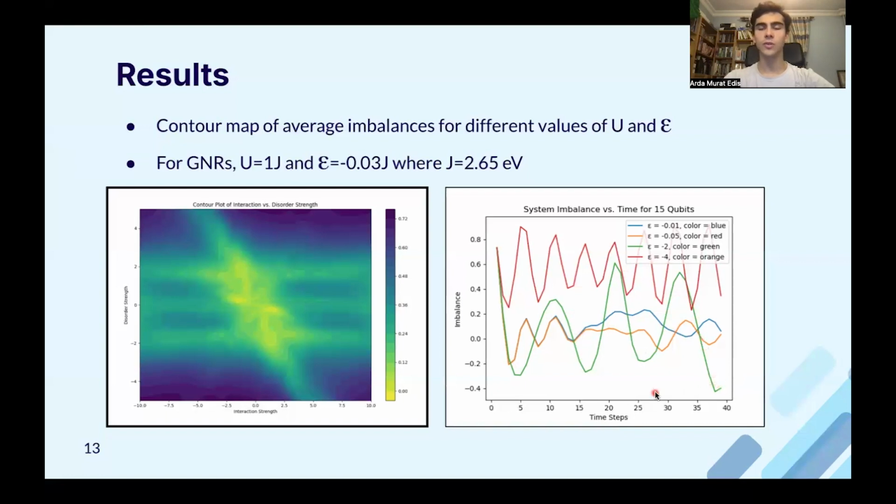Now that we have showed that the edges of graphene nanoribbons are thermalized, we will omit the on-site potential and the Hubbard correction term, and we will only focus on the side-to-side hopping term in our Hamiltonian.